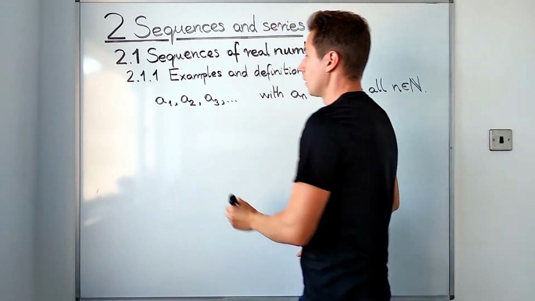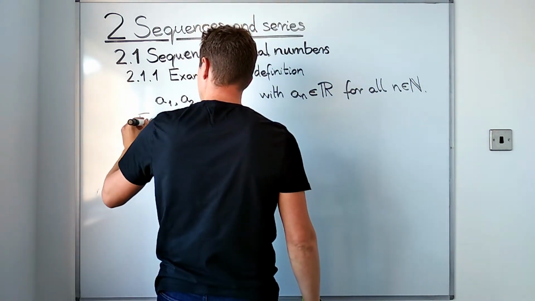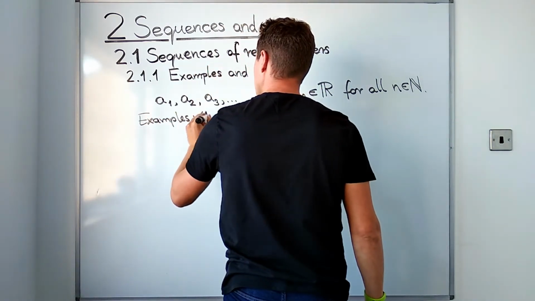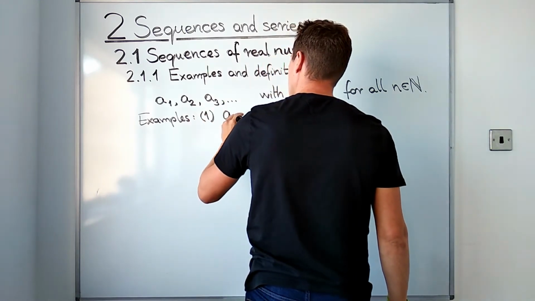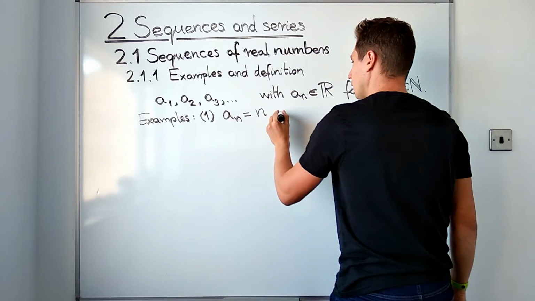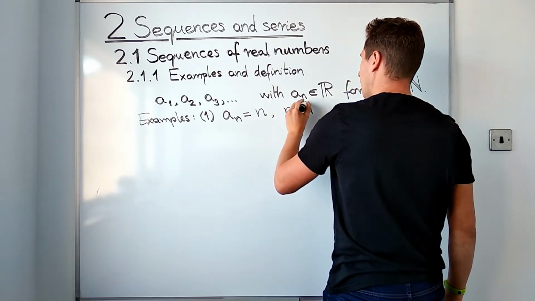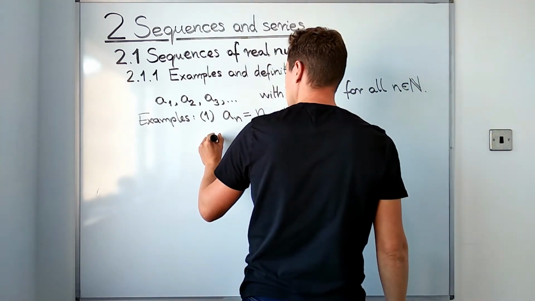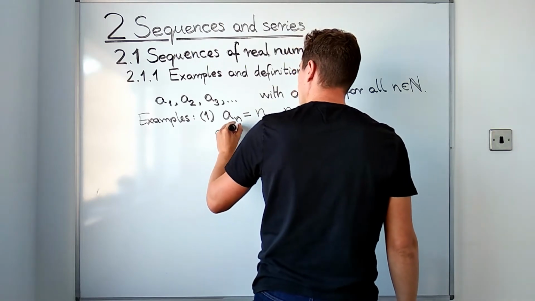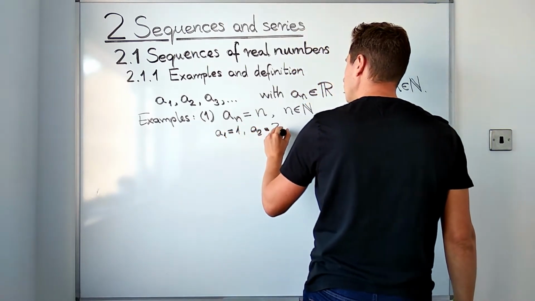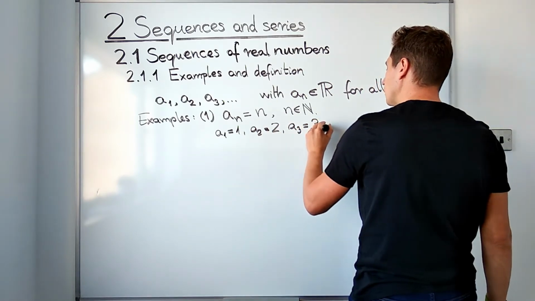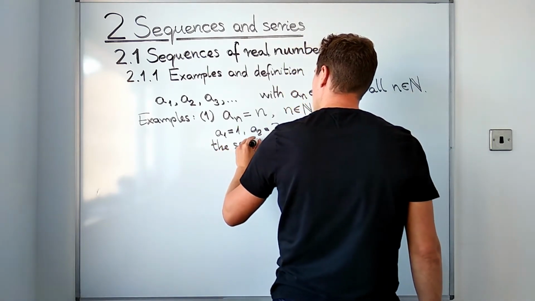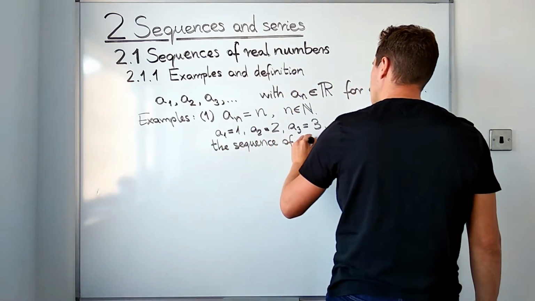So let's look at a few examples. The first example I would like us to consider is an being equal to n for all indices n, which are natural numbers. So this is quite simply the sequence of natural numbers. So a1 is equal to 1, a2 is equal to 2, the third term in the sequence is equal to 3, and so on. The sequence of natural numbers.